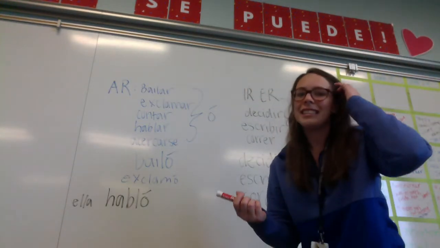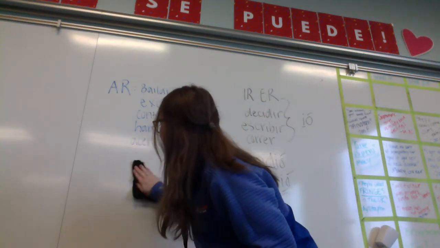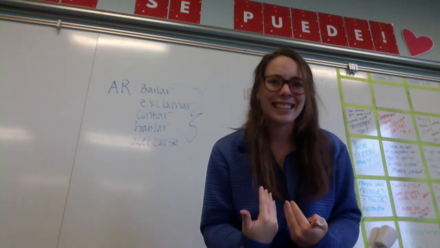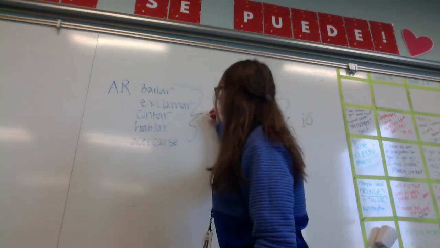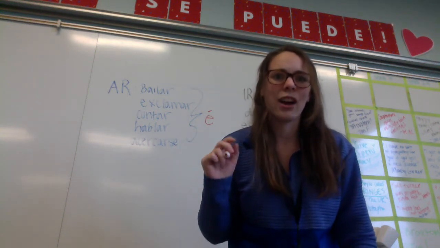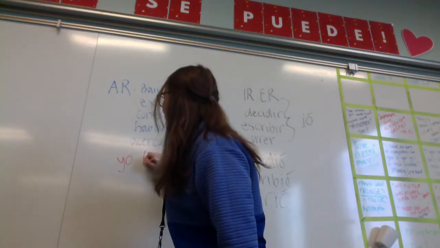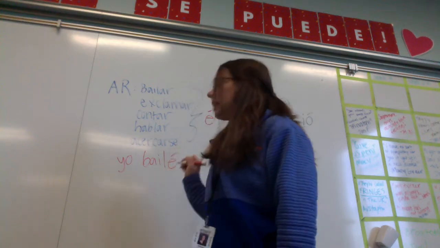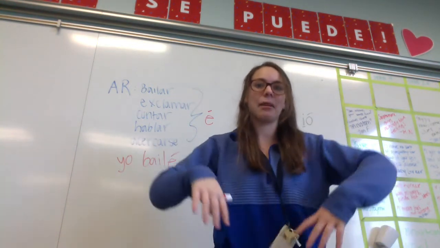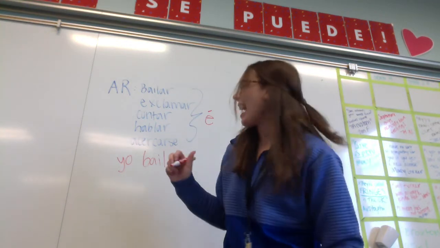Then, if we're not trying to say he or she did something, instead of that, we wanted to say I, yo, I did something. It's going to be, for the AR verbs, an E with an accent, con acento. So, yo bailé, I danced. Yo exclamé, I exclaimed. Yo hablé, I spoke. Yo me acerqué.